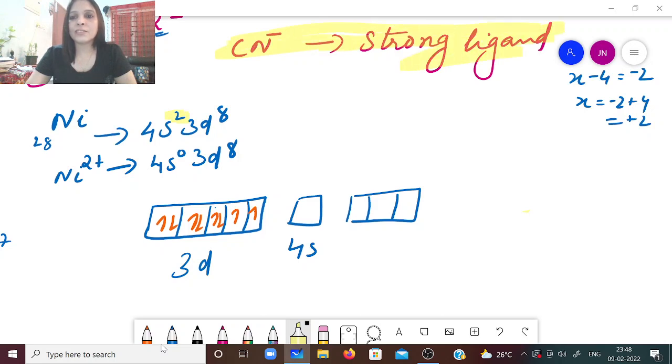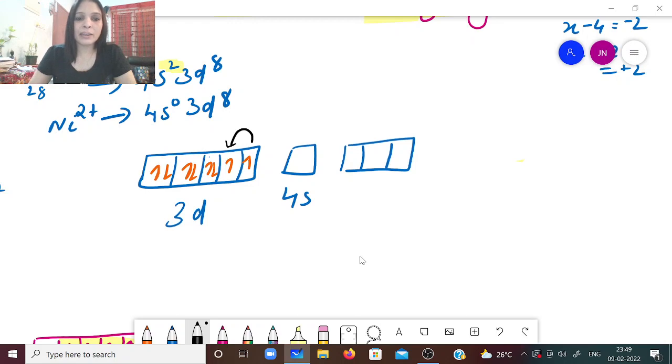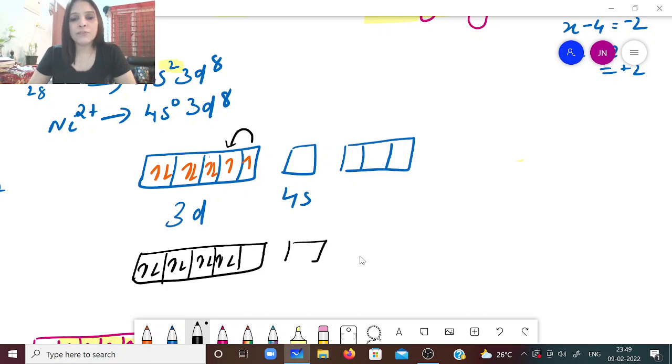Now we should remember that CN is a very strong ligand. You can write this in a column so that you will never forget it. So what will CN do? CN will pair up these electrons. In the presence of a strong ligand CN minus, you will get the configuration like this. This will also get paired up. This is already paired up and this also will get paired up. And we have 4s empty and 4p empty also.